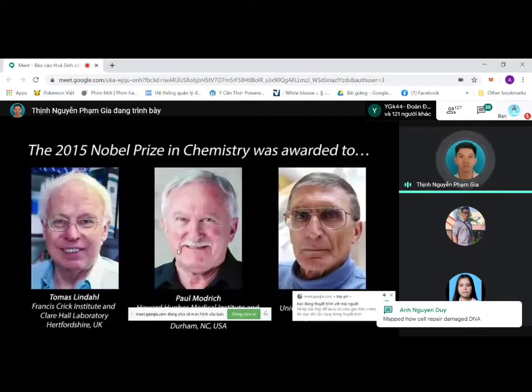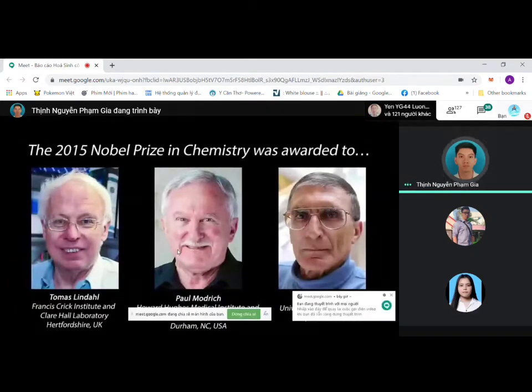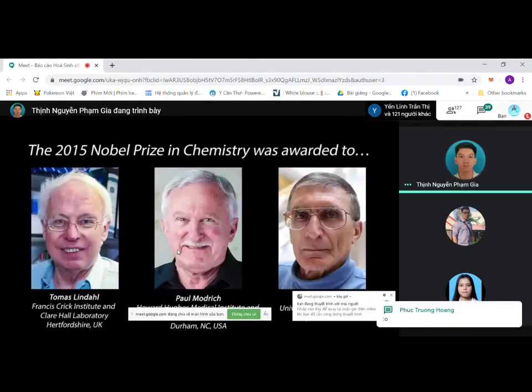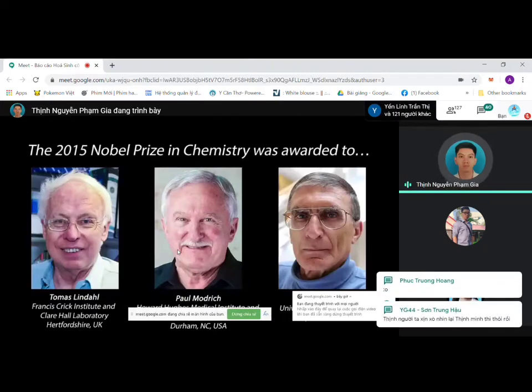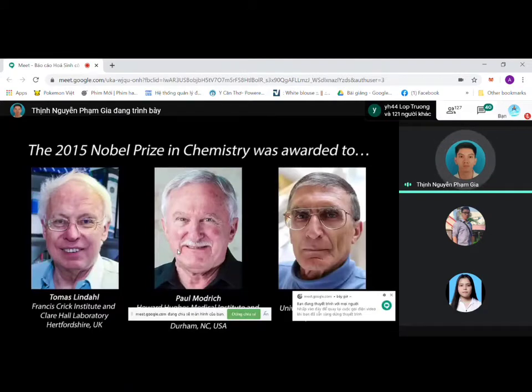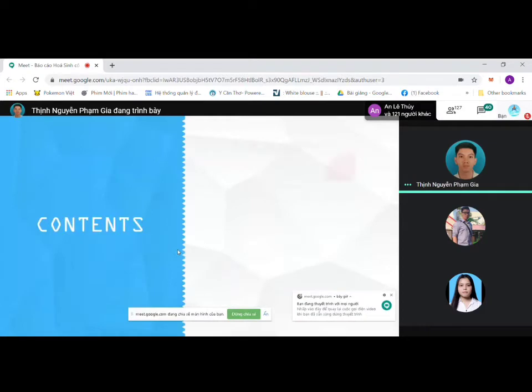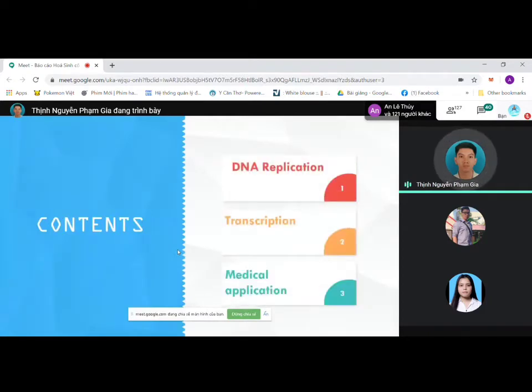The answer is the mechanism of DNA repair, and this mechanism plays a role in studying cancer treatment. But we are just students, so before understanding the complex mechanism, we must find out some basic knowledge about DNA or nucleic acids. And that's the topic I am going to talk about today. I will present about DNA replication, transcription, and medical applications.